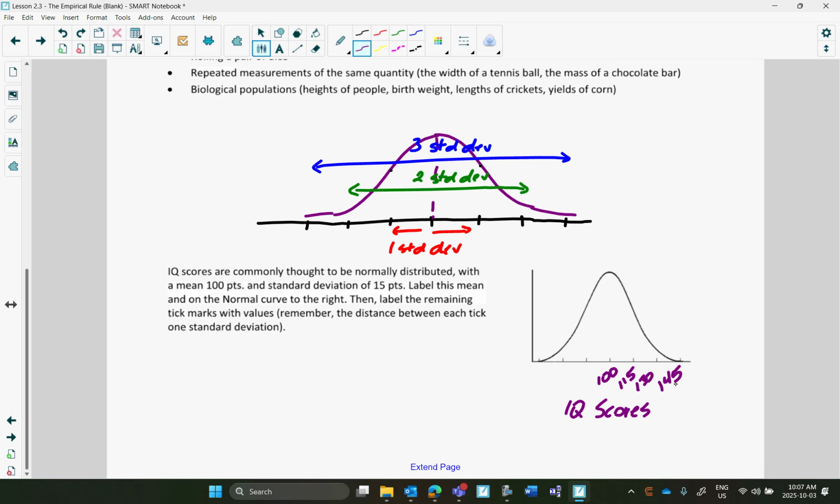Starting from the mean again and going down, this value? 85. 70. 55. So that's a completely labeled normal distribution. Because a lot of times when you do normal distribution problems, you're going to have to draw a diagram to accompany your solution. Okay?